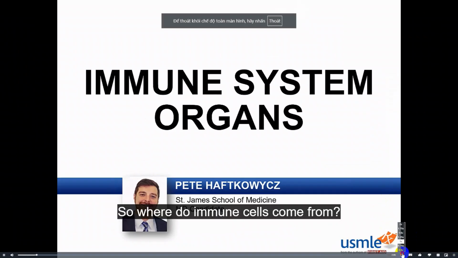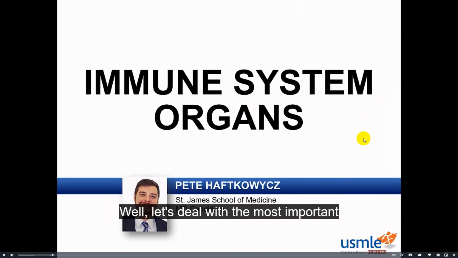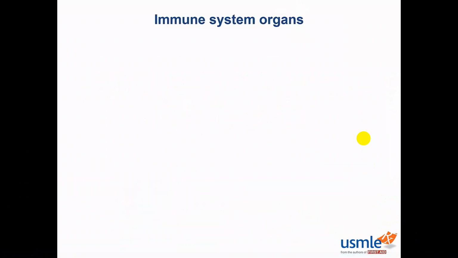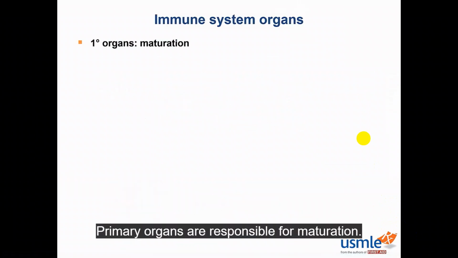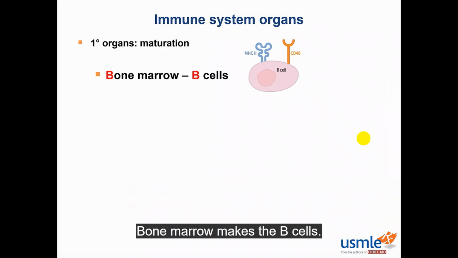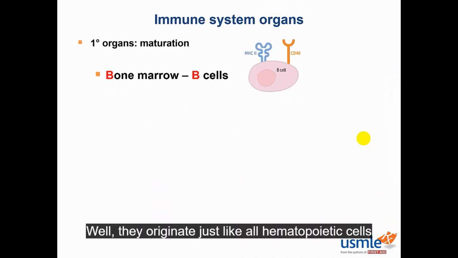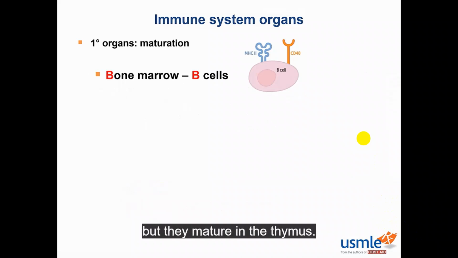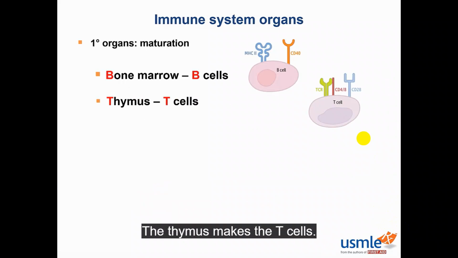So where do immune cells come from? Well, let's deal with the most important immune cell players, B and T cells. Primary organs are responsible for maturation. Where do B cells originate and mature? That's right, bone marrow. Bone marrow makes the B cells. How about T cells? Well, they originate just like all hematopoietic cells in the bone marrow, but they mature in the thymus. The thymus makes the T cells.